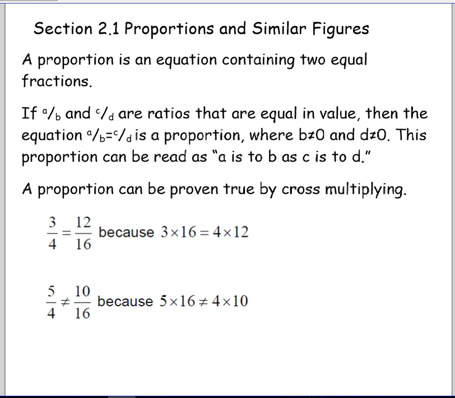5/4 is not equal to 10/16 because 5 times 16 is not equal to 4 times 10, or 80 is not equal to 40. And if we tried to reduce 10/16, we would get 5/8, not 5/4.